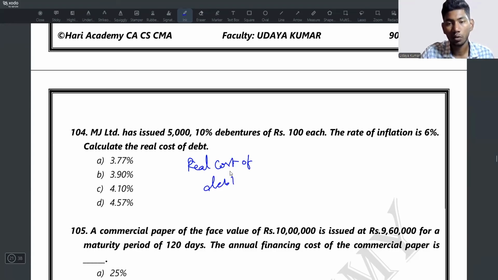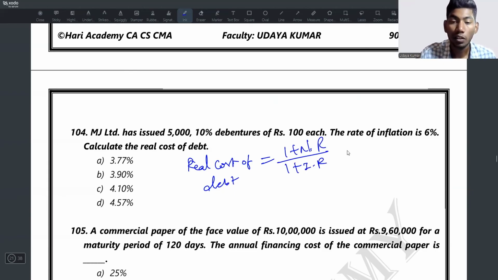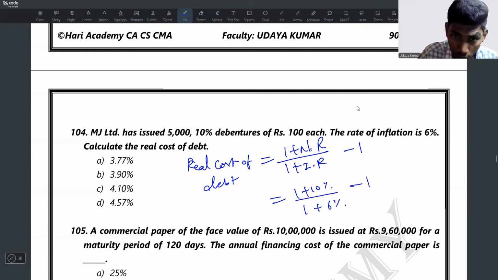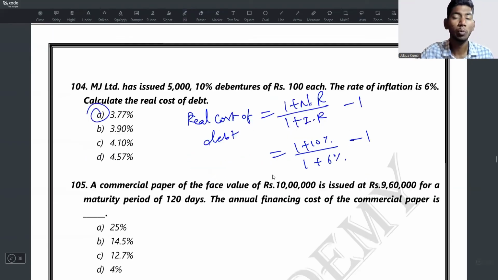Just give me a second. 1 plus nominal rate divided by 1 plus inflation rate, minus 1. So here already the values are given. Nominal rate, inflation rate, both are given. 1 plus 10%, 1 plus 6%, minus 1. If you substitute the values, you will be getting the answer, which is 3.77%. Okay. So moving to the question number 105.